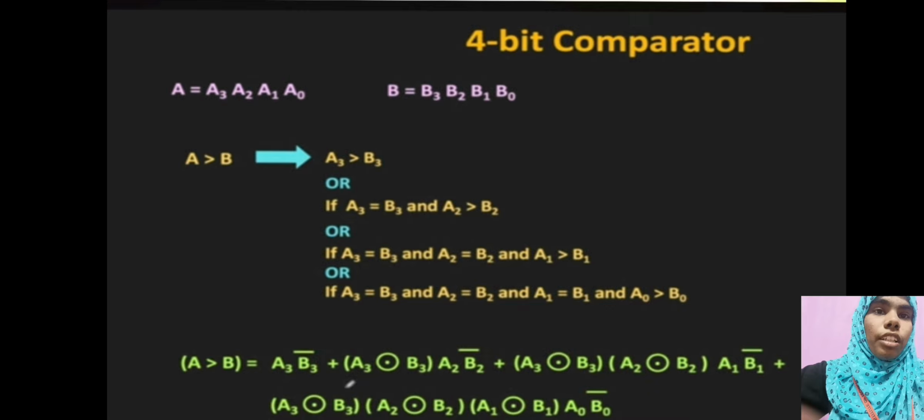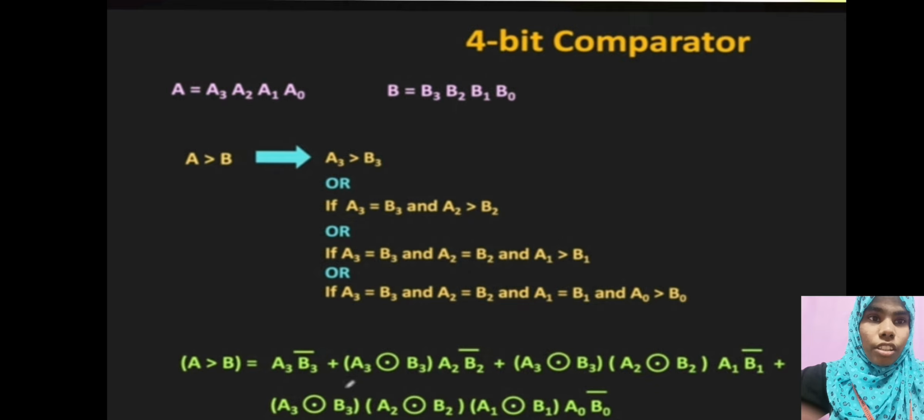Similarly, A equals B. A has 4 bits and B has 4 bits. A equals A3, A2, A1, A0, and B equals B3, B2, B1, B0. When A is greater than B, then A3 is greater than B3.